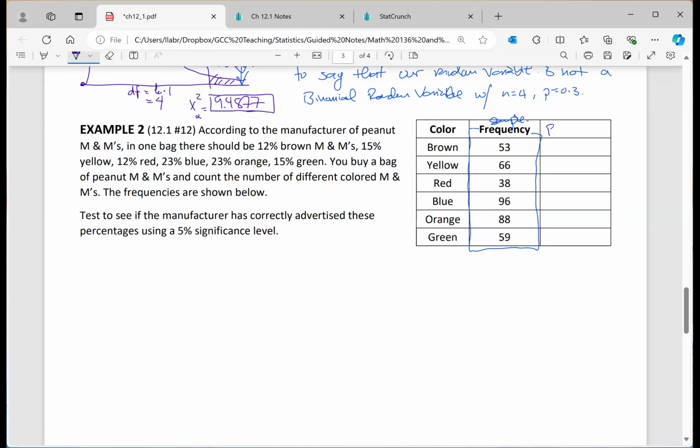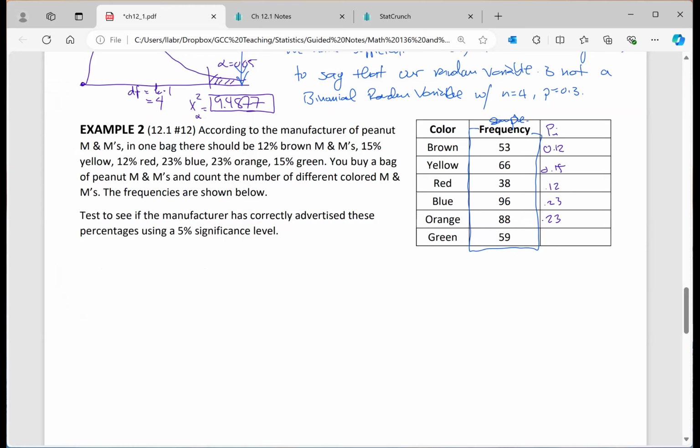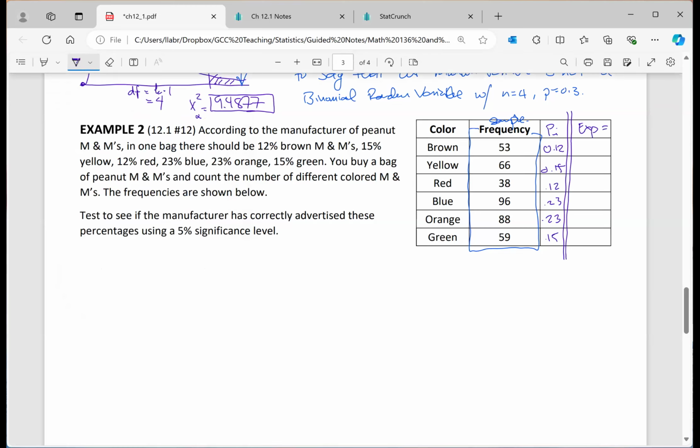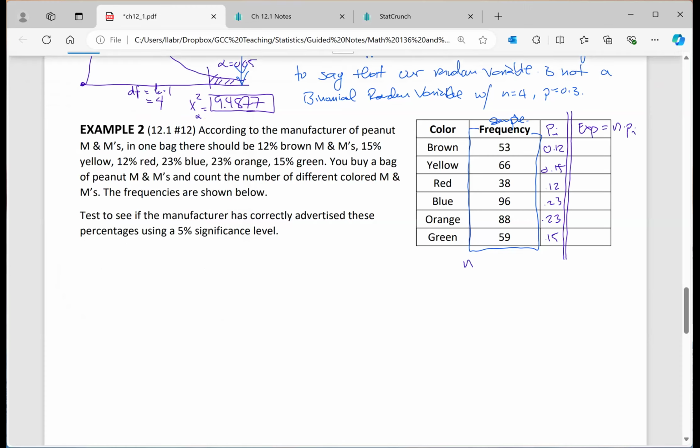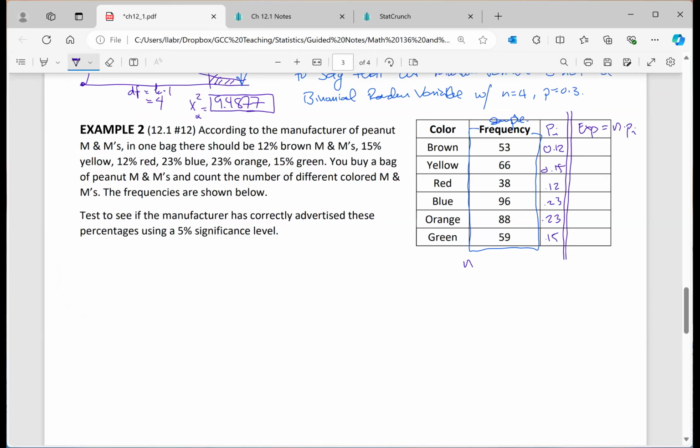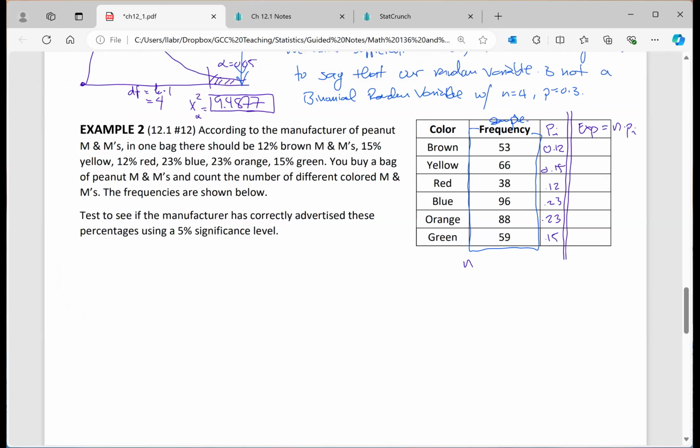So I guess we could put that in here, p_i. The probability for a brown M&M is 0.12. For yellow, that's 0.15, then 0.12, 0.23, 0.23, and then 0.15. And then we can go ahead and find the expected count. The expected count is simply equal to the number of total M&Ms times the probability. So first you have to get the total. Just like in chapters 2 and 5, we add up all of the frequencies, and you'll find that there's 400 total M&Ms in this bag. Wow, that's a lot of M&Ms.